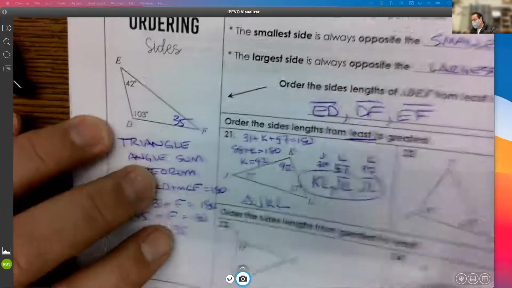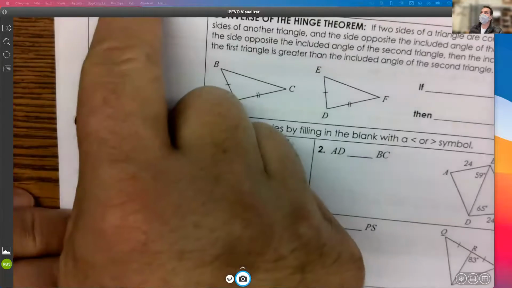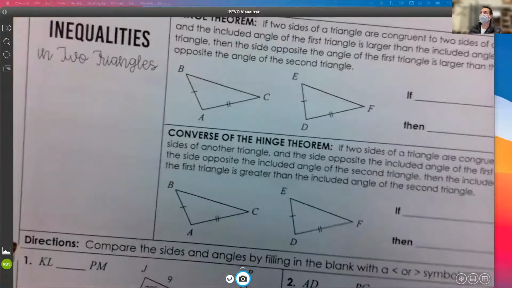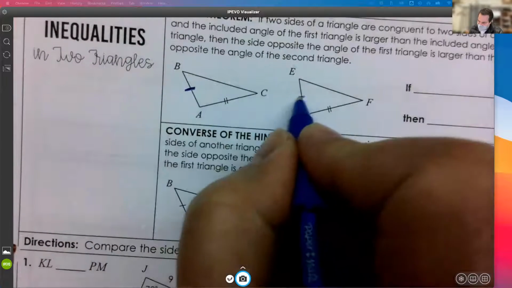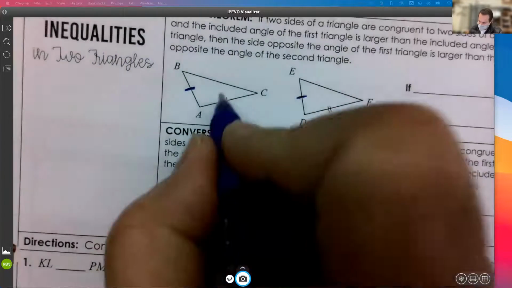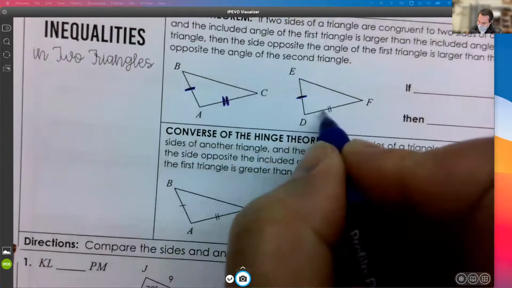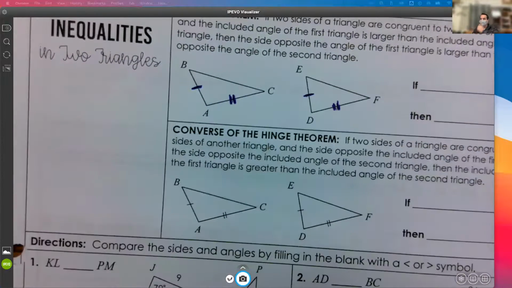Okay, page 3. So now we're getting into two triangles. We see that this triangle has a side length that's equal to a side length in this triangle. And these two side lengths are the same. So these triangles are really close to being identical, congruent, aren't they? But they're not quite.